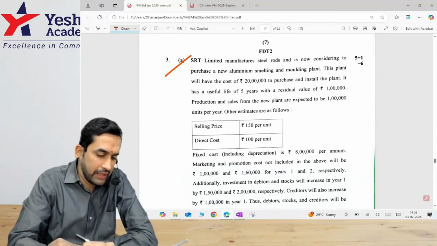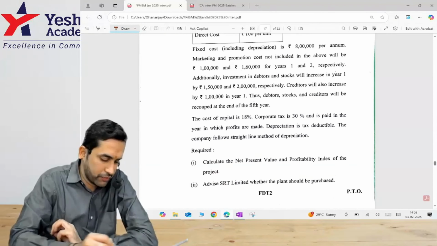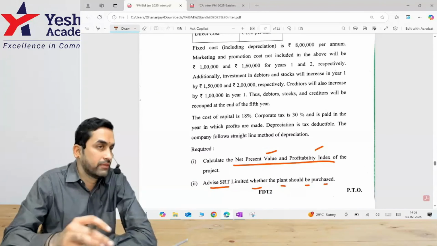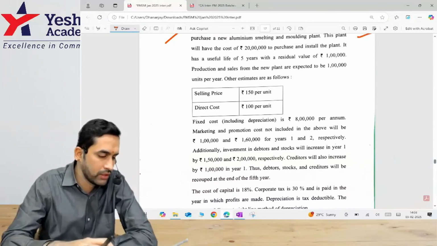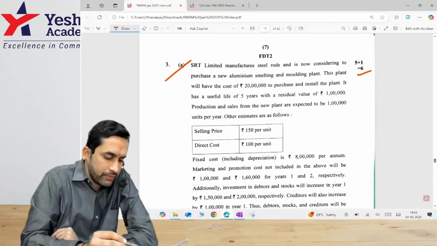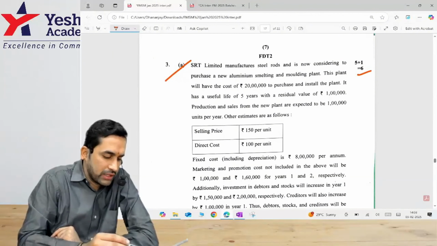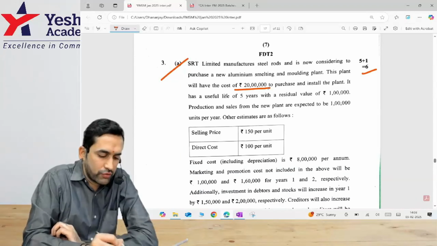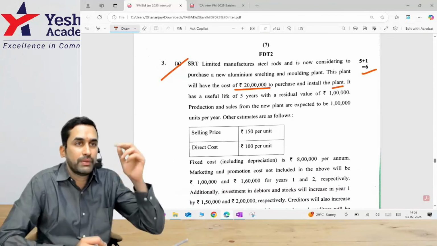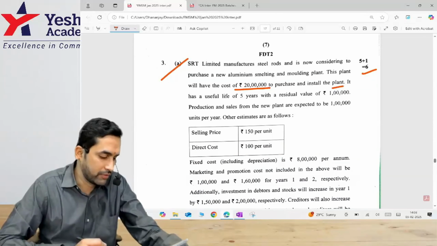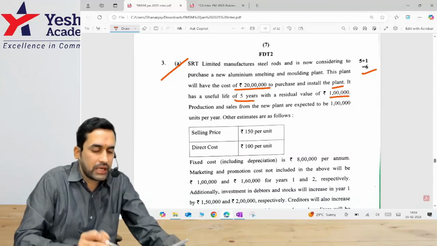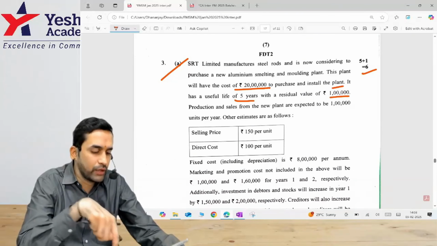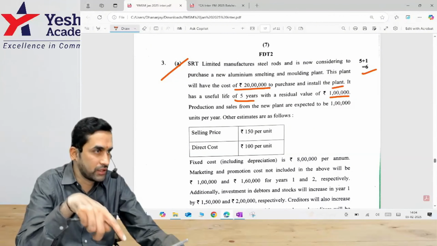Question 3A. This was for 6 marks, and this is from capital budgeting, NPV and PI. And also you need to advise whether it's a good machine or not. SRT Limited manufactures steel rods and is now considering purchase of a new aluminum smelting and molding plant. This plant will have a cost of 20 lakh to purchase and install. This becomes your year 0 capital investment. It has a life of 5 years, scrap value 1 lakh. The scrap value will be taken as inflow in the last year, and using these 3 you can find out depreciation under SLM.